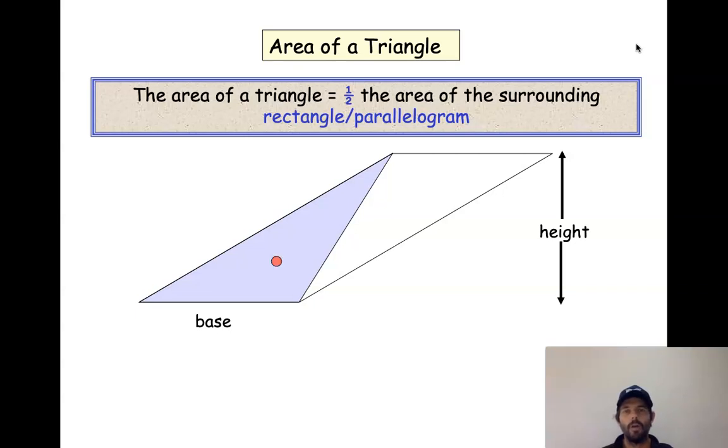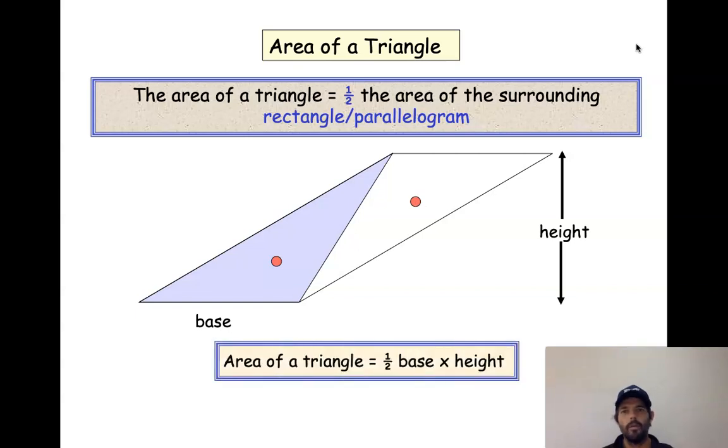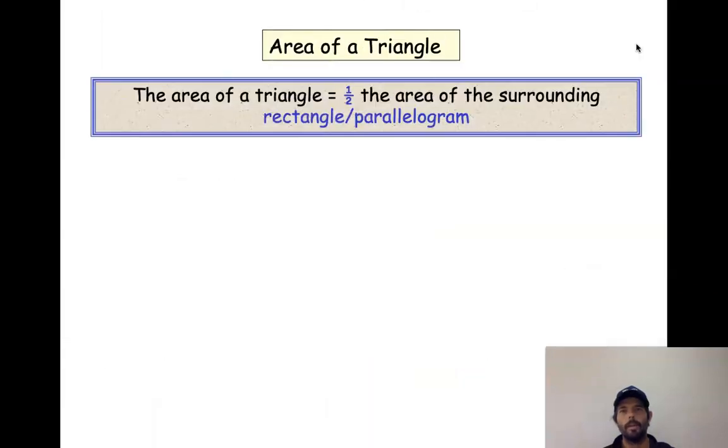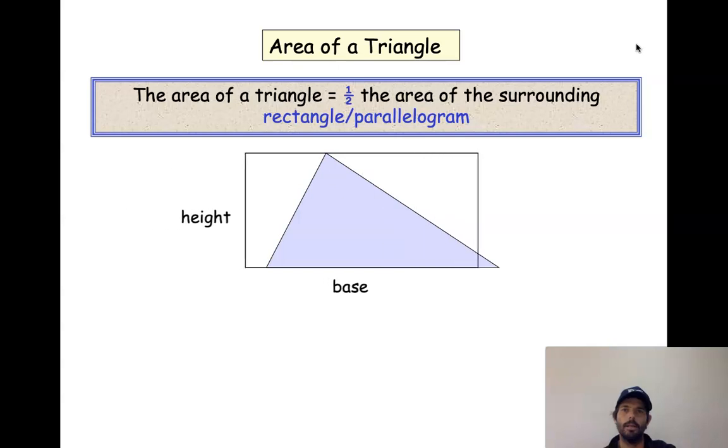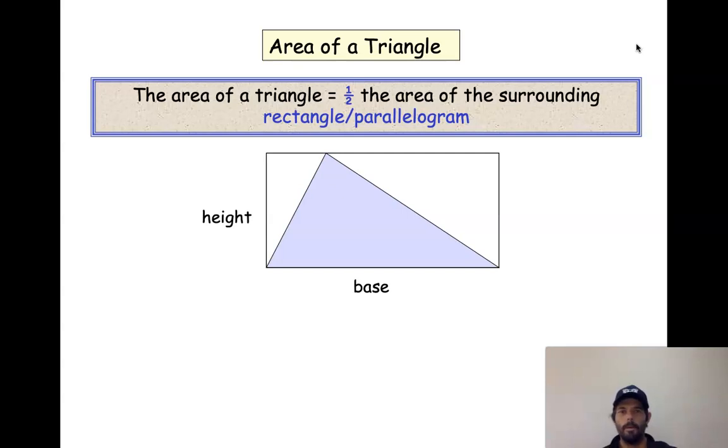So there's your half parallelogram, the triangle with the red dot, and there's the other half. Therefore the area of the triangle is half base times height. And when we halve something, we divide it by 2, so it could also be base times height divided by 2. Here's another triangle. This time we're putting a rectangle over it so that you can see that the triangle works out to half of the surrounding rectangle or parallelogram.